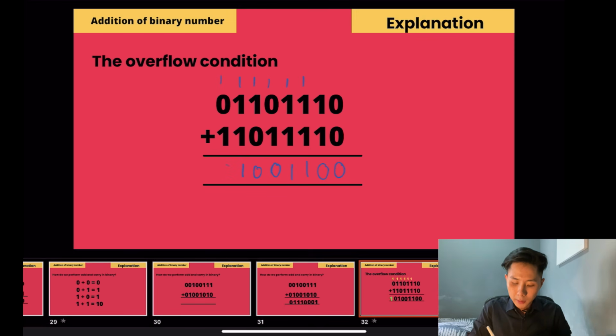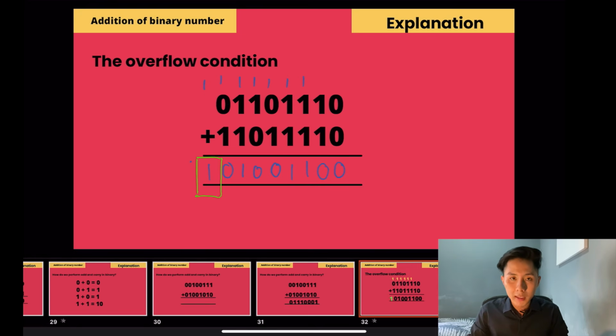Again, 1 with a carry of 1, 0, 1, 0 with a carry of 1, 1 plus 1, 1 with a carry of 1, 0, 1 plus 1, 0. See, we have generated 1 plus nothing, we get the value of 1. So when we add these two binary numbers together, we have generated an extra digit here, an extra 1 value here.